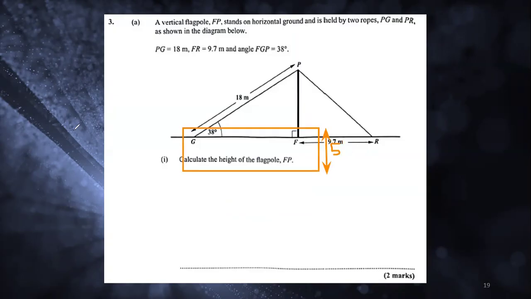But we know that FGP is a 90-degree triangle. So can we use Pythagoras to find the height of the flagpole FP? Not quite, because we don't have the other side here. We have the hypotenuse, but we don't have this other side. So let's try the trigonometric ratios.